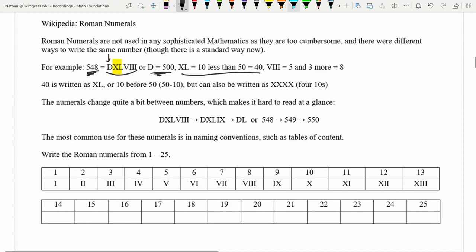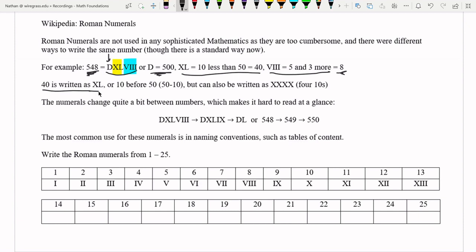And then we have this last part on here, which is 5 and 3 more. V is 5, and the I's are each 1. So 5 and then 3 more is 8. So in total, we have 500, 40, and 8. That's 548. 40 and also 9 works very similar. 4 and 9, 40, 90, 400, 900, all those cases.